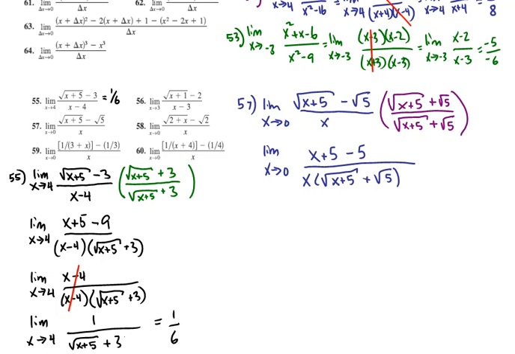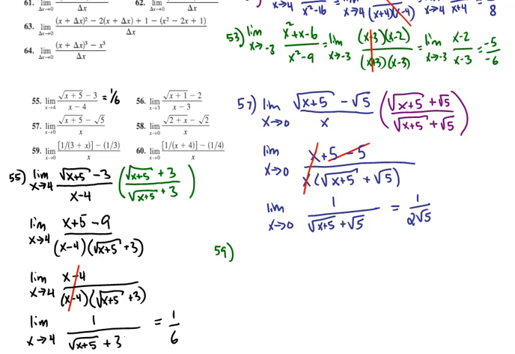Sorry about that. Alright, so we have x plus 5 minus 5, which just comes out to be x, over x times the quantity square root of x plus 5 plus the square root of 5. And at this point, first of all, we're going to cancel those x's. And so we would have the limit as x approaches 0 of 1 over the square root of x plus 5 plus the square root of 5. And we can plug in x equals 0 now. We're simply going to get 1 over 2 times the square root of 5.